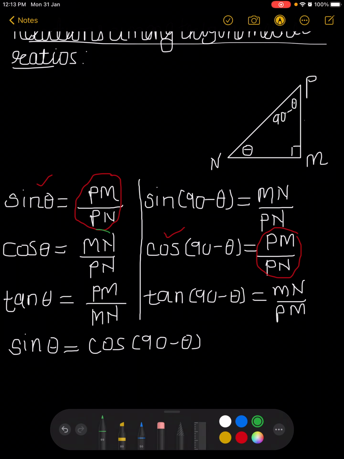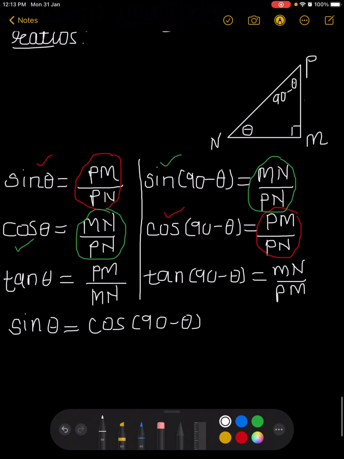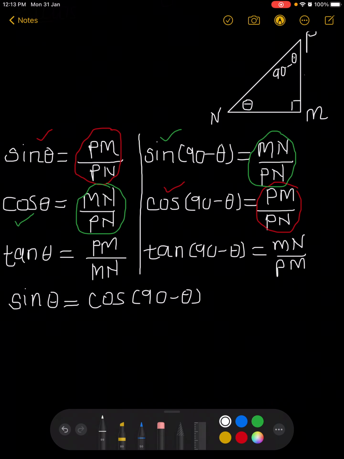Now MN upon PN, this ratio is exactly equal to MN upon PN for cos theta and sin 90 minus theta. It means when two angles are complementary, theta and 90 minus theta, ratios like cos theta and sin 90 minus theta are always equal. Formula number 2, or relation number 2, for trigonometric ratios.